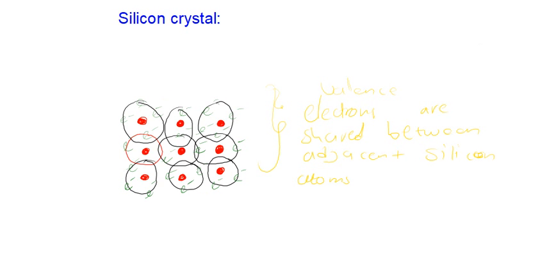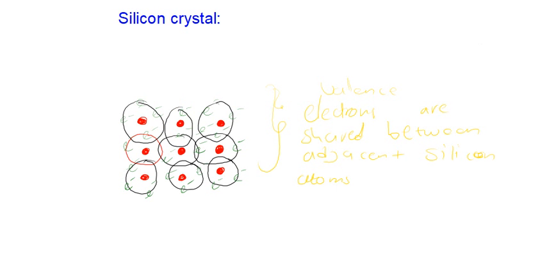So as you can see, the valence electrons are all shared between these atoms which are adjacent to each other. So these valence electrons of this atom will also jump. Sometimes they might jump to this valence shell of this other atom. So that's what I'm trying to say, guys. So that's what covalent bonding is all about: sharing of electrons between adjacent atoms.